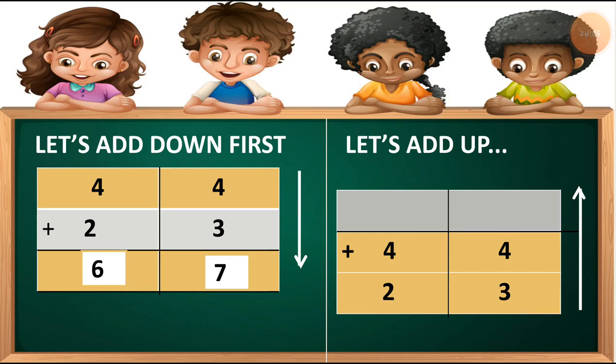Now students, let's check this answer by adding up. Now students, here is 3 plus 4, which is the ones column. So we take 3 first.